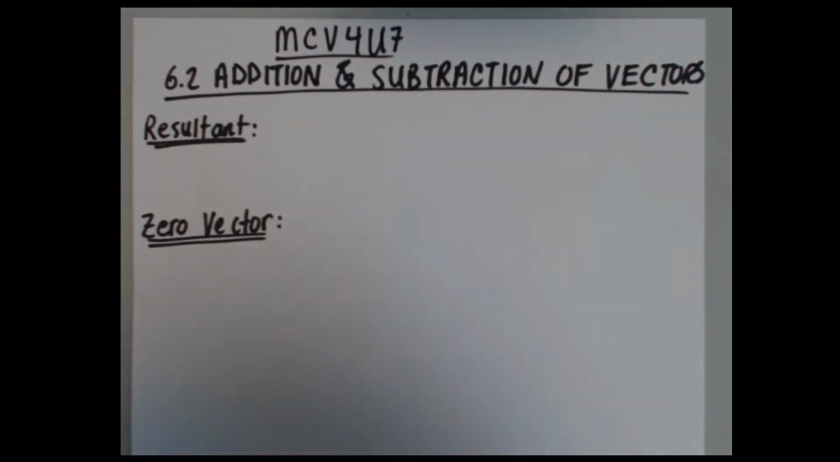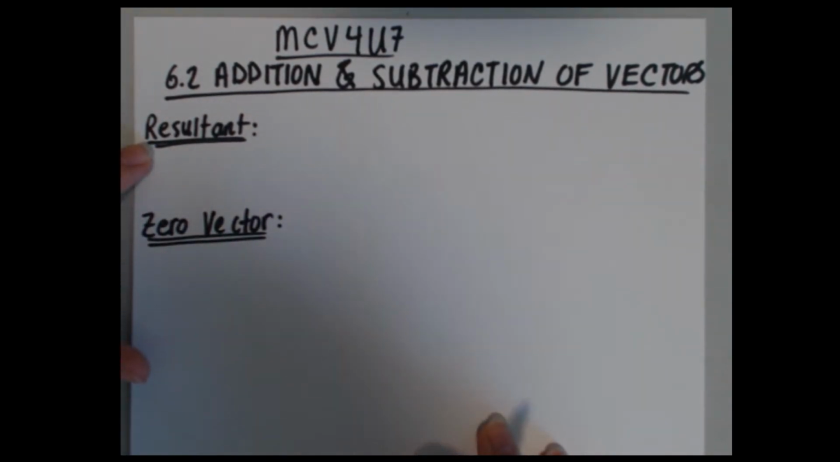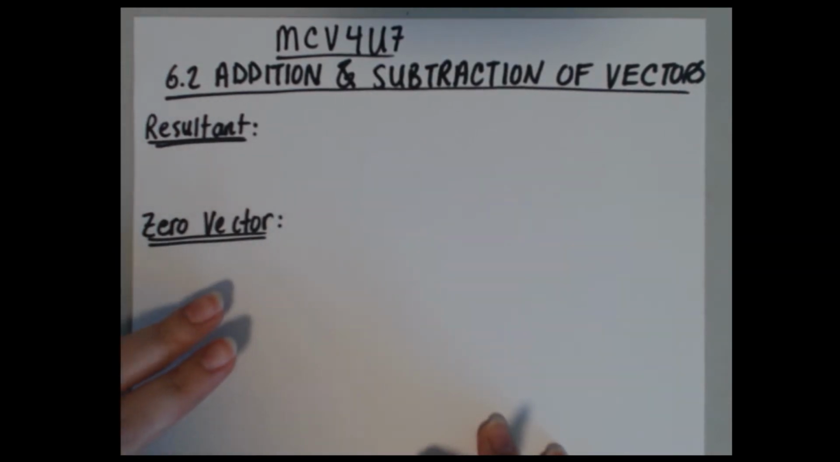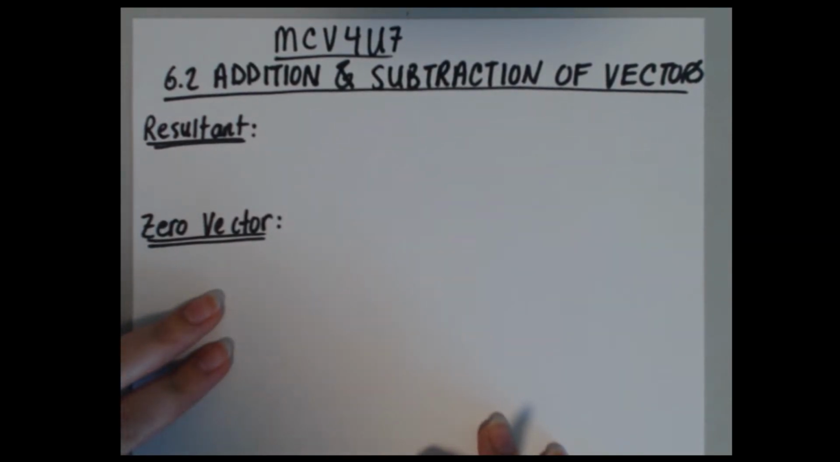So the first thing we need to look at are some definitions. The first definition being resultant. Okay, so if you took physics with me, you would have heard this word many times. And if you haven't, that's fine. Resultant just means the sum of vectors. So if you take a sum of vectors, that means you have to add at least two different vectors together, or even the same vector.